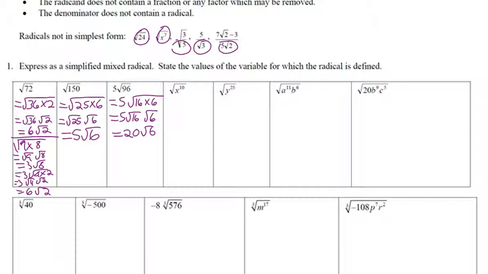What's the square root of x to the 10th? X to the 5th, right? You just take half the power. So since that's even, it has a square root, right? And the square root of x to the 10th is x to the 5th.